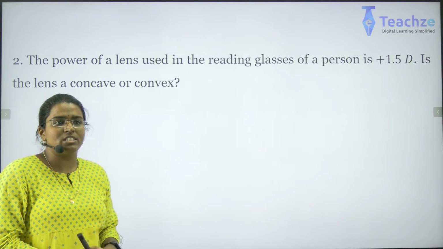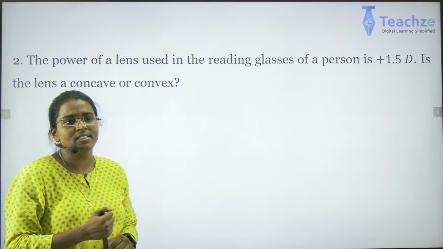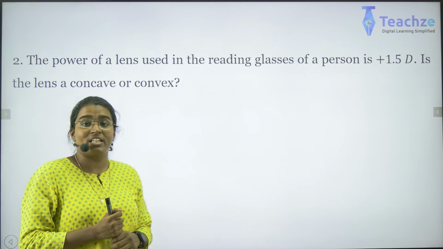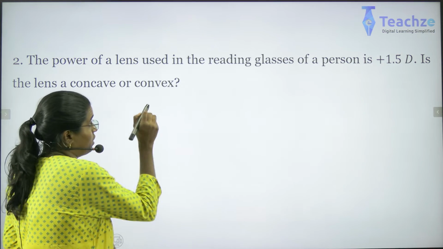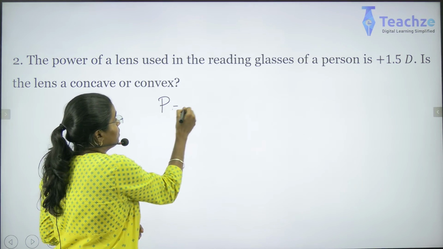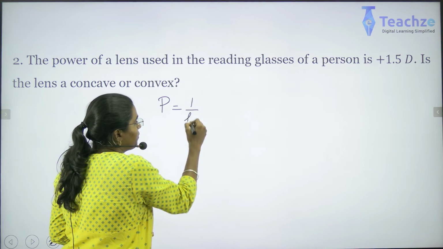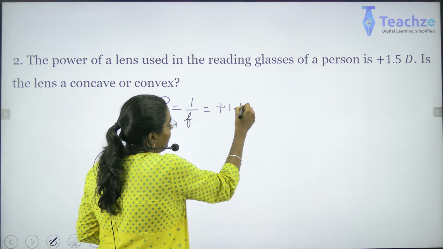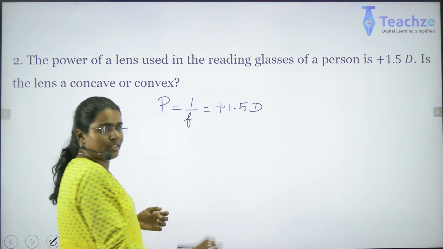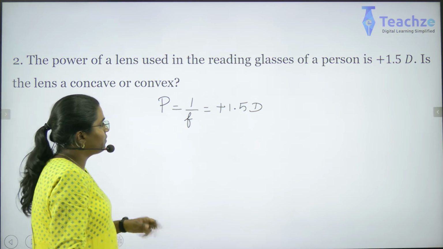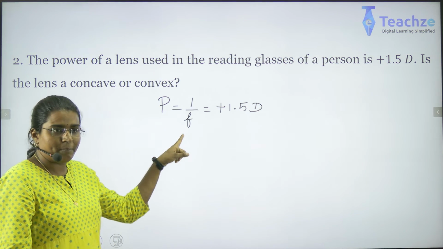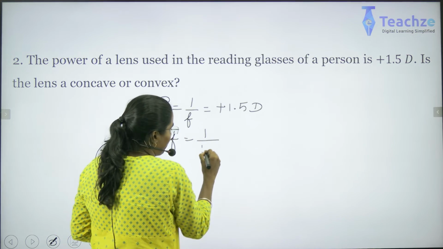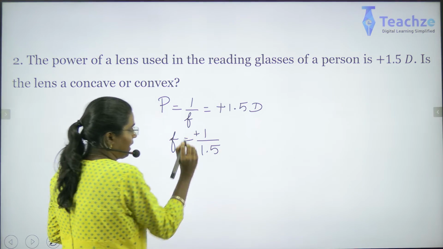The power of a lens used in the reading glass of a person is 1.5 diopter. Is this lens a concave or a convex? So your power is 1 by f, and that power is equal to plus 1.5 D. I have to find my focal length, right? So my focal length will be 1 by 1.5. It will be plus again.